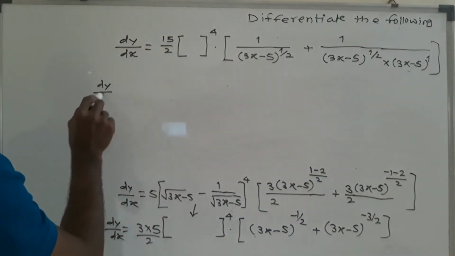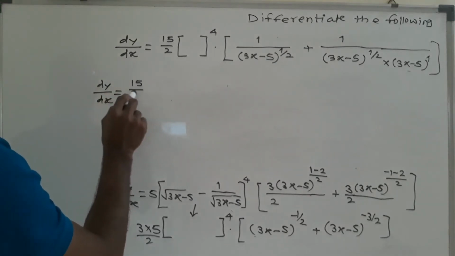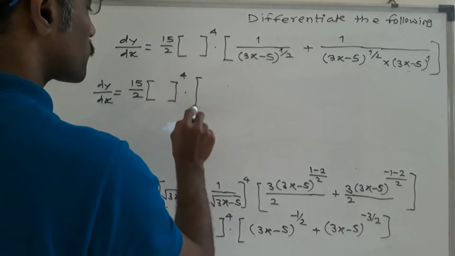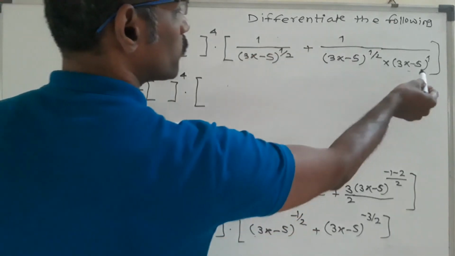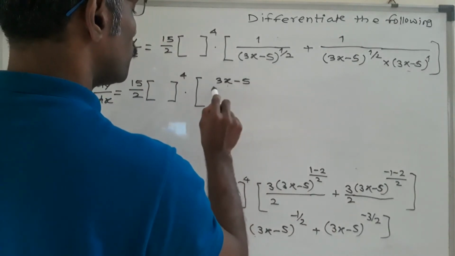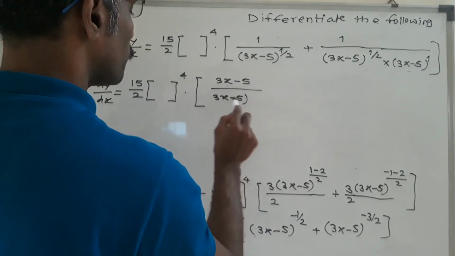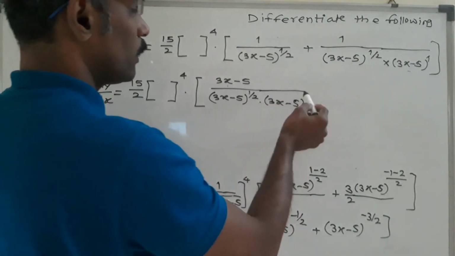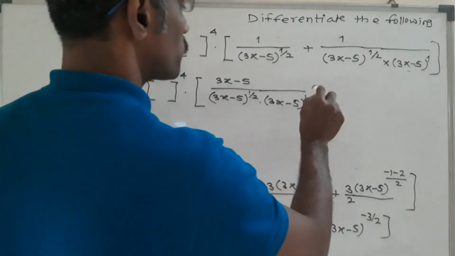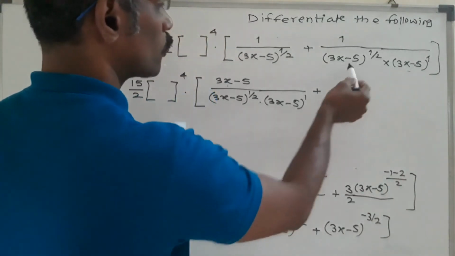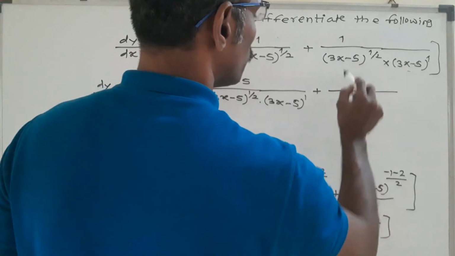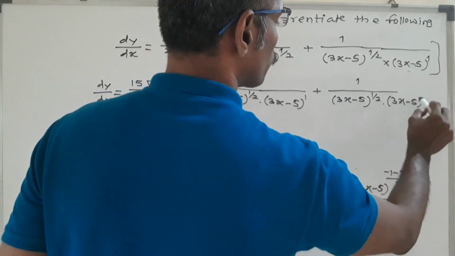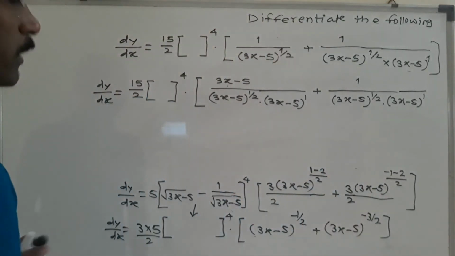Therefore, see this dy upon dx is equal to 15 upon 2. Then this bracket, same bracket everywhere here into, see this carefully. I will multiply to numerator and denominator by this extra term, means (3x minus 5) upon (3x minus 5) raised to 1 upon 2 into (3x minus 5) raised to 1, means we equate the denominators. We equate the denominators, therefore, here no need to write this way because already both terms are here. Therefore, 1 upon this (3x minus 5) raised to 1 upon 2 into (3x minus 5) bracket raised to 1, or only we say 3x minus 5.